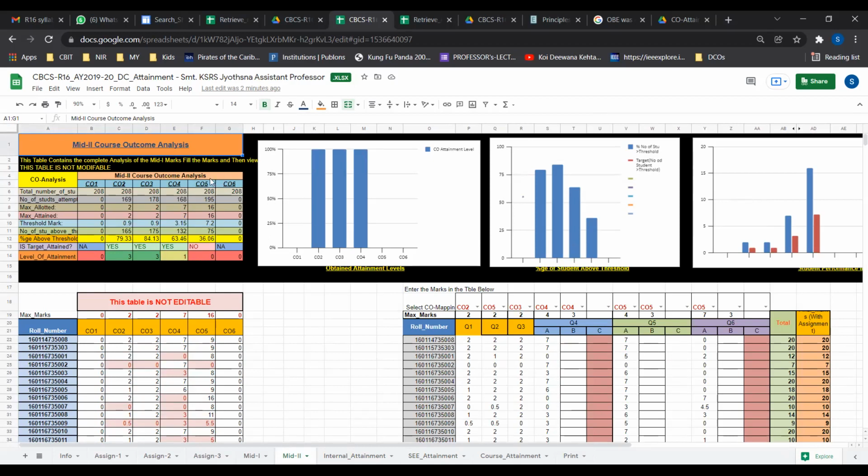So the next time it is taught, more time needs to be spent on CO4, and special classes or a workshop can be conducted, and a dedicated slip test or assignment can be conducted on this CO4. That is one of the remedies for this course.